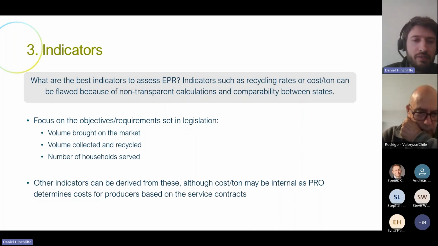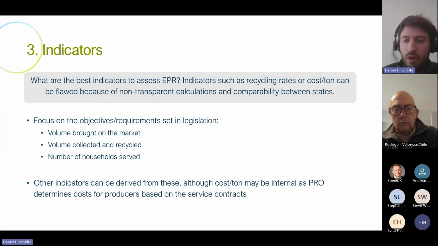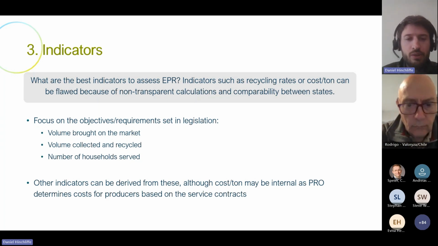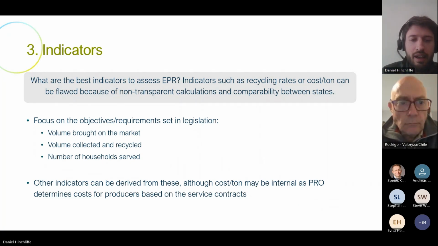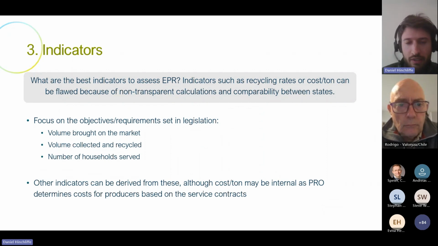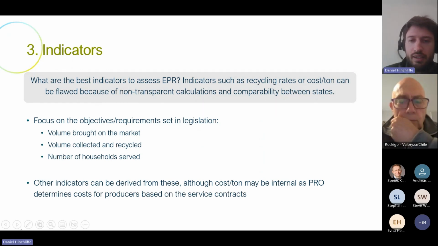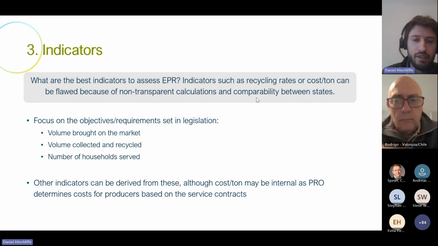So here for us, I think the main objectives and requirements are set in the legislation. Those are the things you want to track. And these are volume brought on the market, volume collected and recycled. And if you put something in there on source segregation and collection, then it would be the number of households served. And any other indicators like the cost or the recycling rate can actually be derived from these. And things like costs are actually possibly also internal if the PRO is developing these by themselves between different service providers and just generating the cost for the producers based on the cost of running the system.